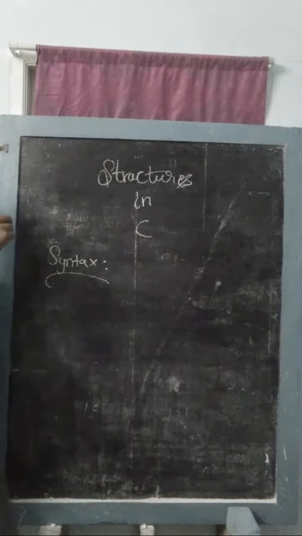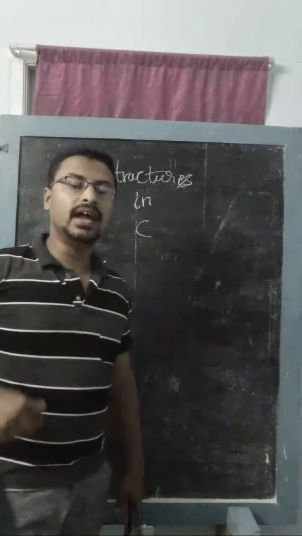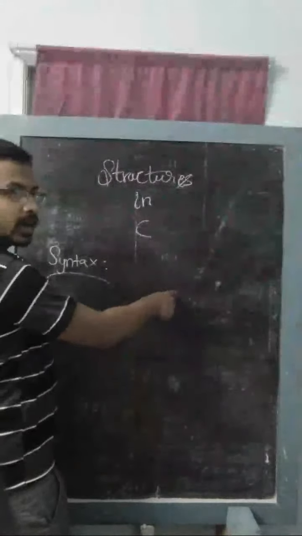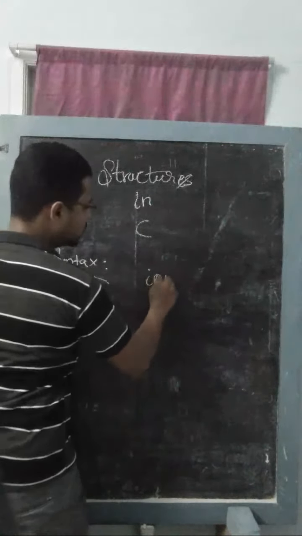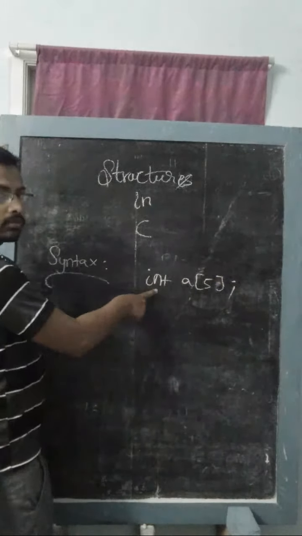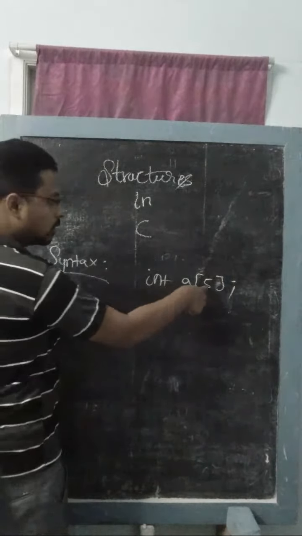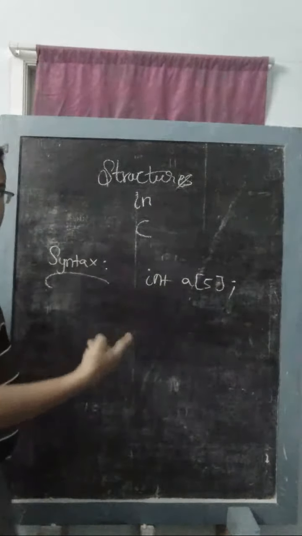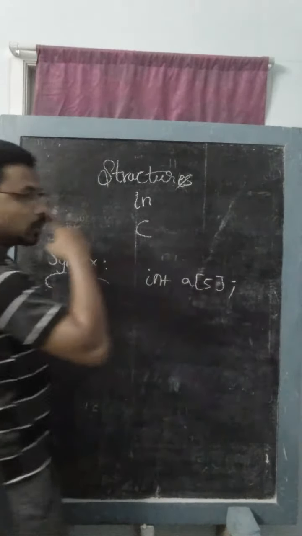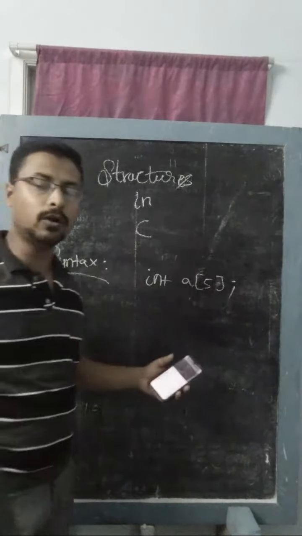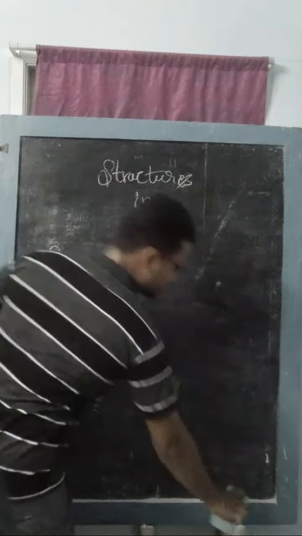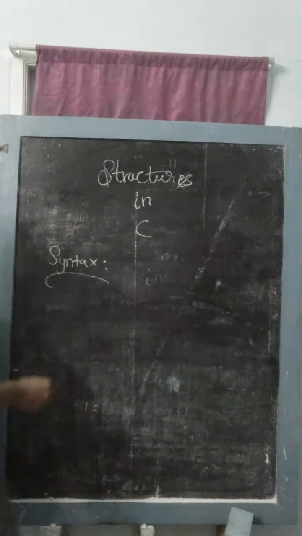It is completely different from an array. For example, int a[5]; Data type, space, array name, one open square bracket, then the size of the array, close square bracket, and then semicolon. This is the way we write it. This is the syntax for an array. But the syntax of the structure is different from the array.